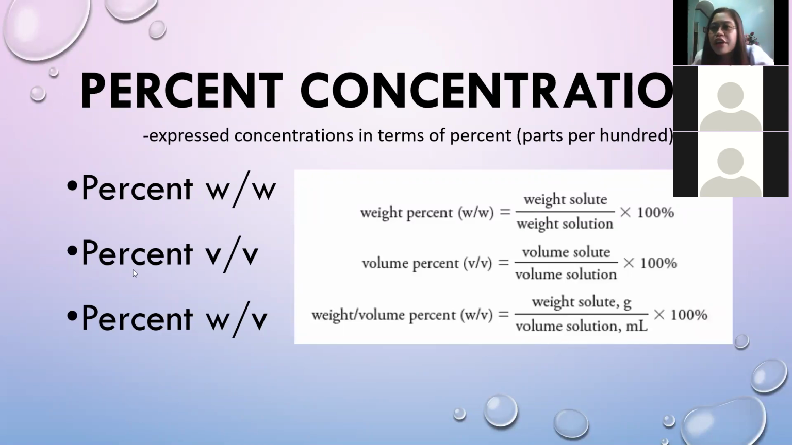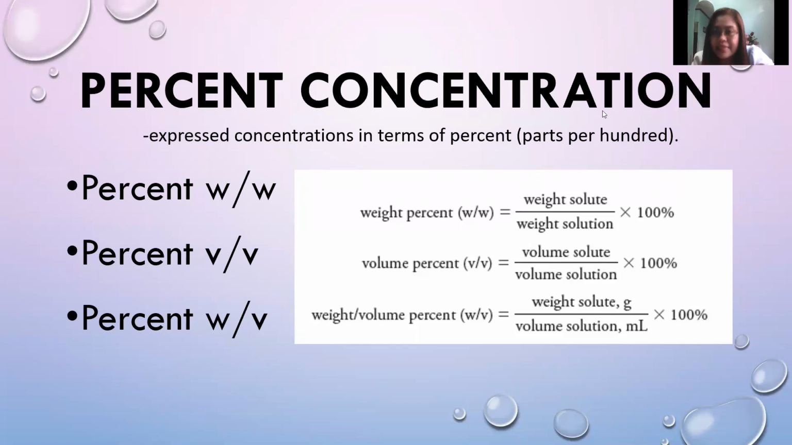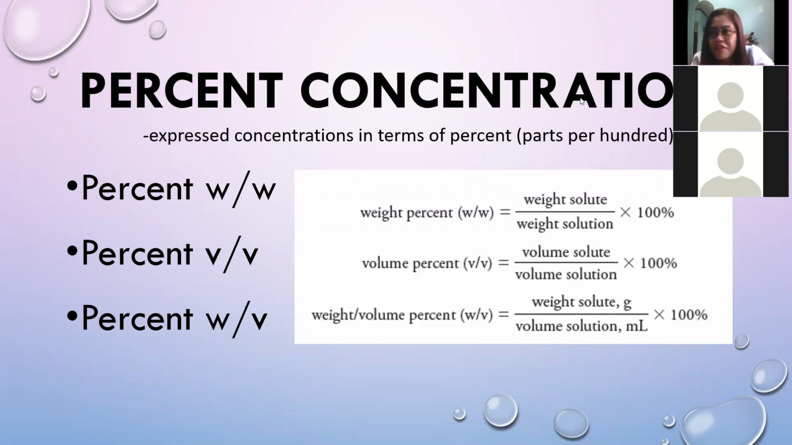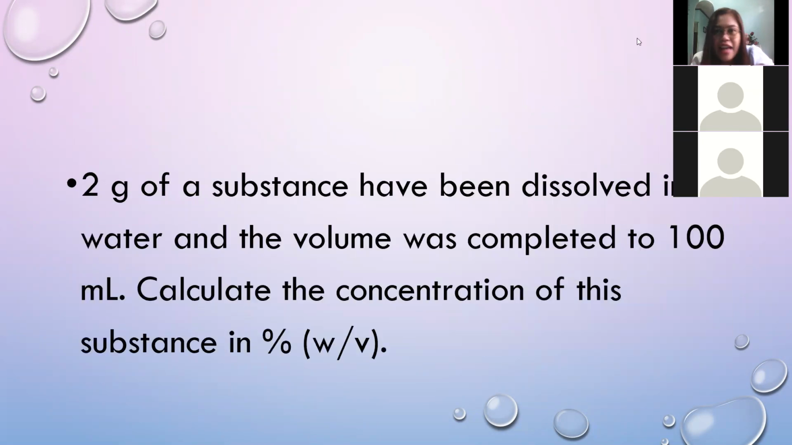Now, pwede din na ang percent can be weight per volume. Actually, most of the solution is in percent weight per volume, or we call it weight per volume percent. So this is how we compute weight of solute, this is in grams, divided by the volume of solution in ml times 100. Okay? So you just have to be familiar with the formula. You can easily compute for the percent concentration.